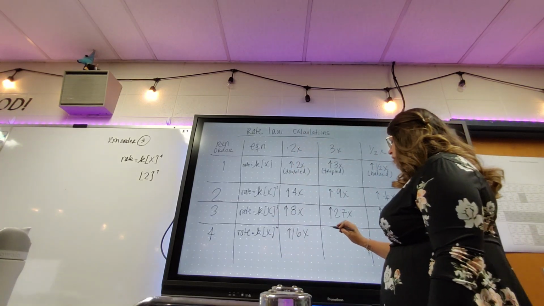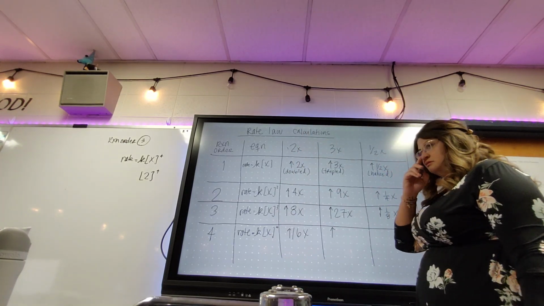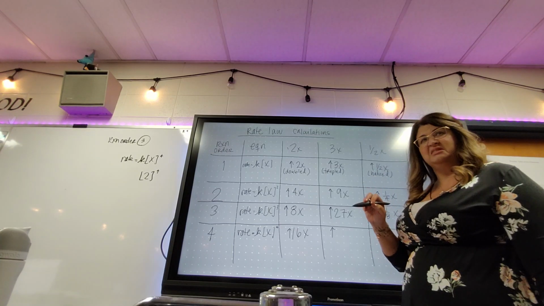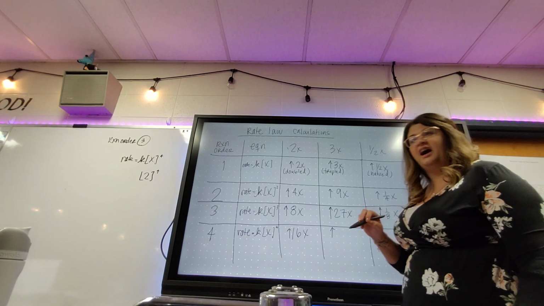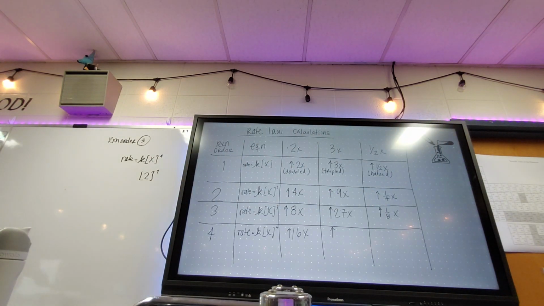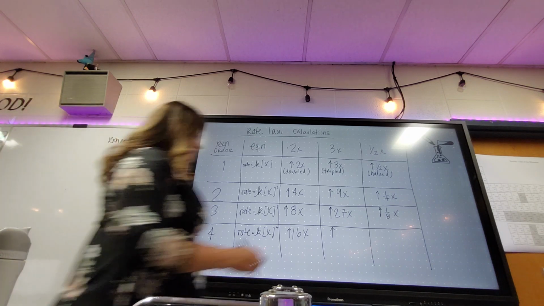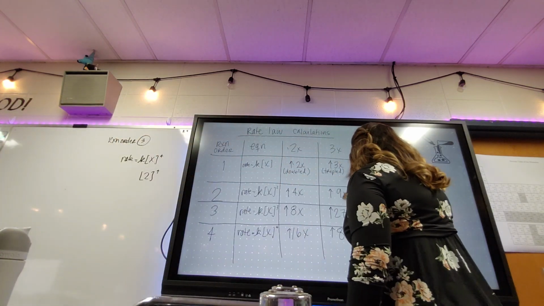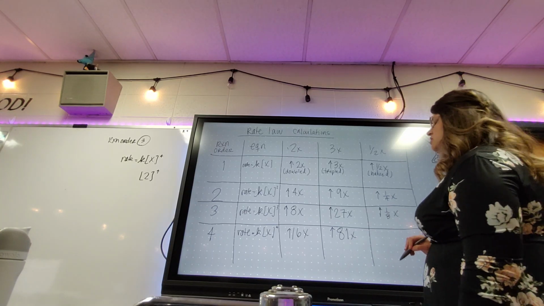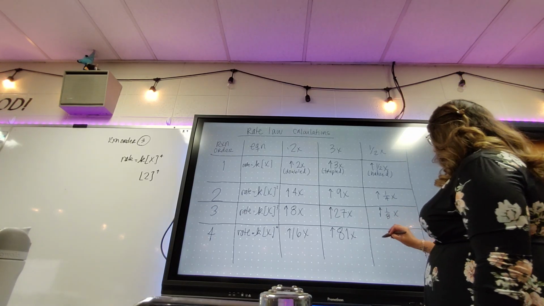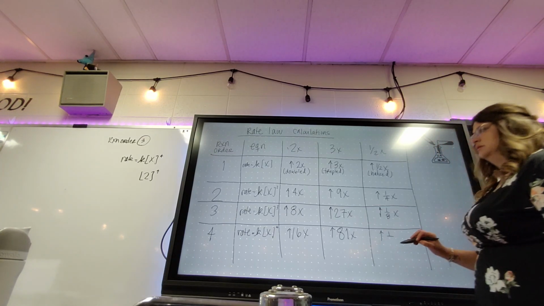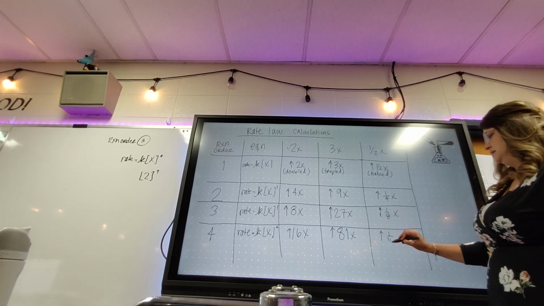3 to the 4th power would be, I don't know, let me, that was mental math. 81. See, I knew that couldn't make sense. 71 is not divisible by 3. And then if you do 1/2 to the 4th power, that would be 1/16 x.